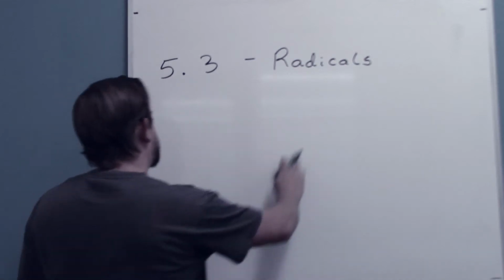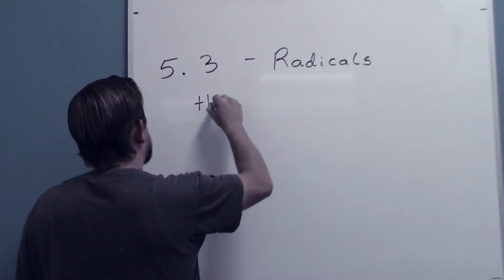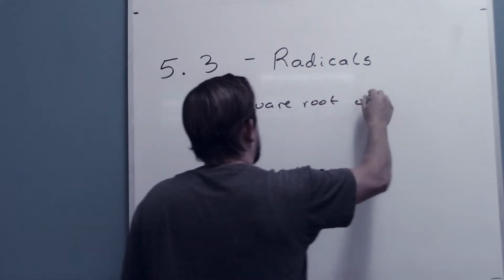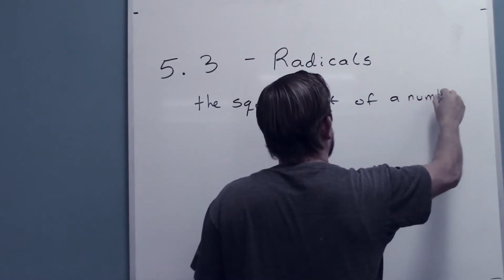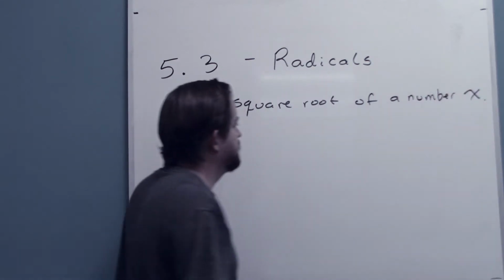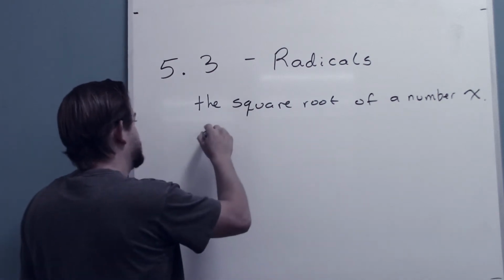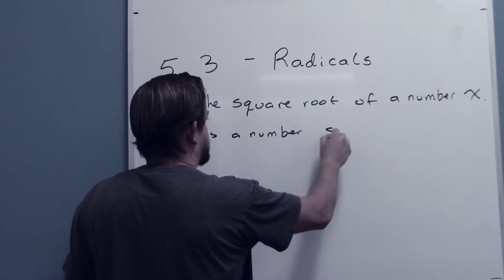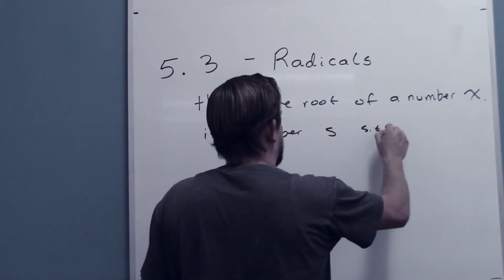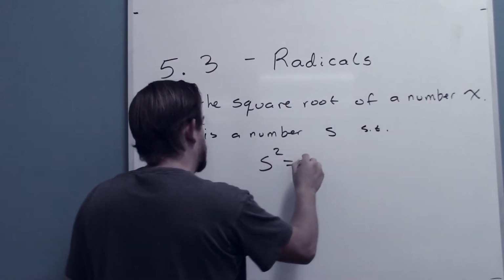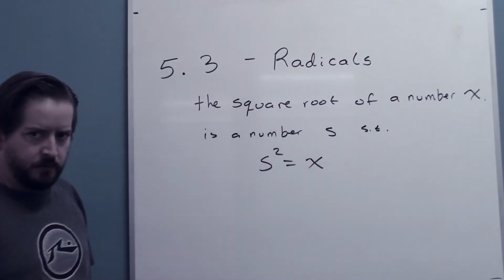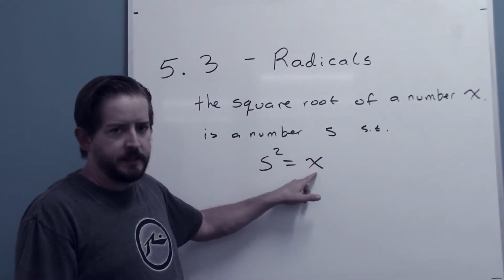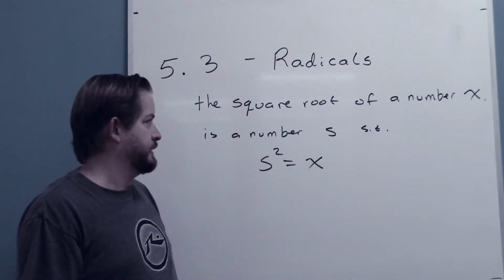So, a square root of a number, let's call that number x, right? The square root of x is a number, let's call it s for the square root, such that s squared equals x. It may be weird to look at it this way, but there is such a number that if I square it, I get x, and therefore s is the square root of x.